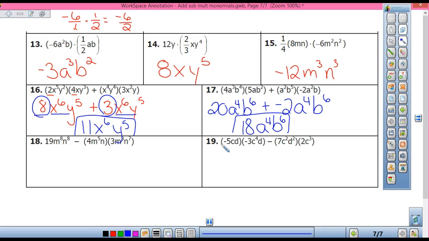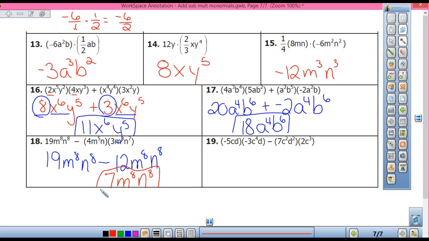Emily, can I combine? Is there anything to combine with my 19 n to the eighth? Nope, so that comes down. 19 n to the eighth, minus, what do I get over here? N to the eighth, so do I have like terms? So Sam, combine those? Good. 7 n to the eighth.